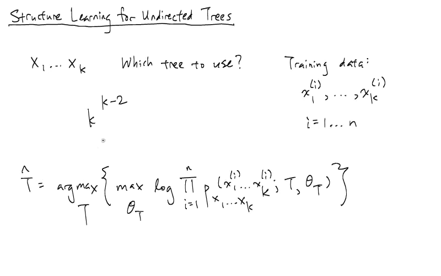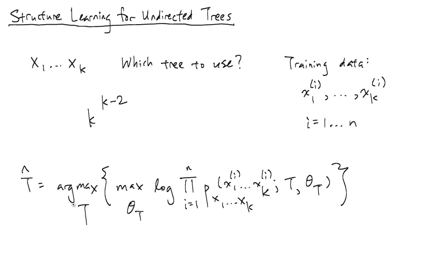How we're going to select the tree is we're going to use maximum likelihood. We're going to pick the tree T here. In this case, we know that there are k nodes, and the question is just where are the edges? So you can think of T here as just specifying which edges are present that results in a tree across k nodes. So, of course, there should be k minus 1 edges in this tree.